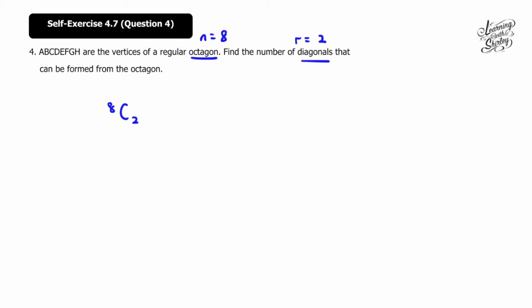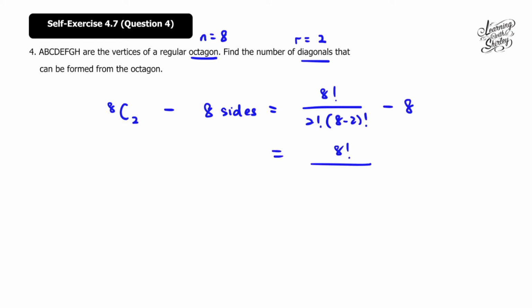But diagonals don't include the sides, so therefore we have to minus 8 sides. So equals to 8 factorial over 2 factorial times with 8 minus 2 whole thing factorial, then minus 8. So equals to 8 factorial over 2 factorial times 6 factorial minus 8. So equals to 28 minus 8, and the answer is 20 ways.